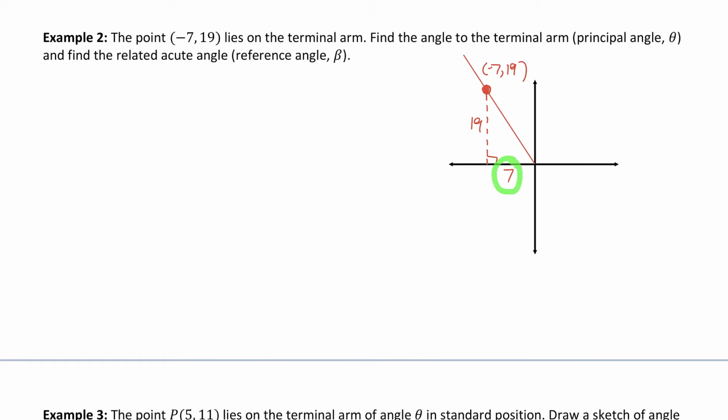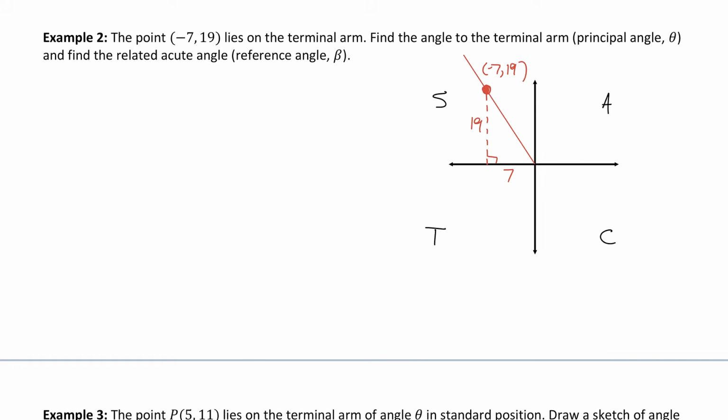Sometimes I've seen people label that side length negative 7. To me, labeling a length as negative doesn't make sense. So what I like to do instead is just remind myself of the CAST rule, and then use that to help me remember that in this quadrant, only sine is going to be positive. So if I'm writing a cos or a tan ratio, I would have to make it negative.